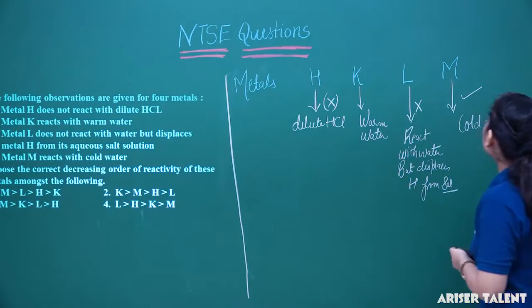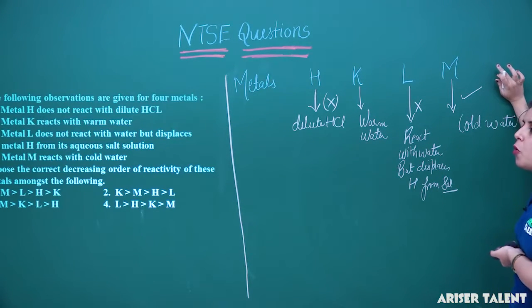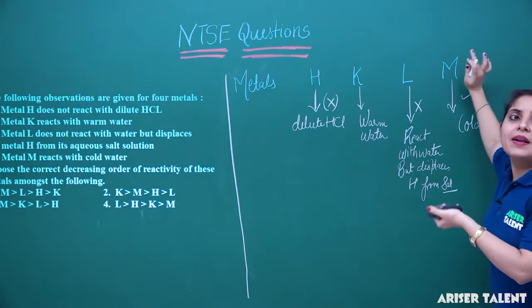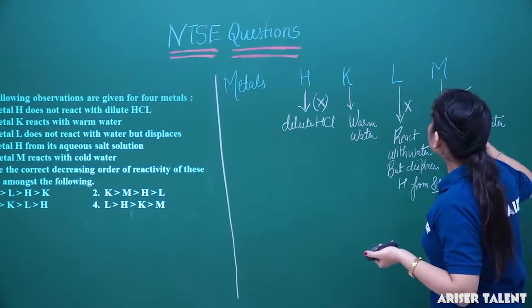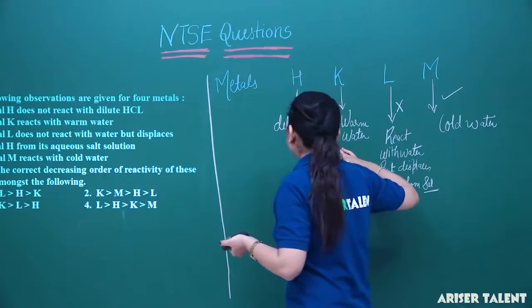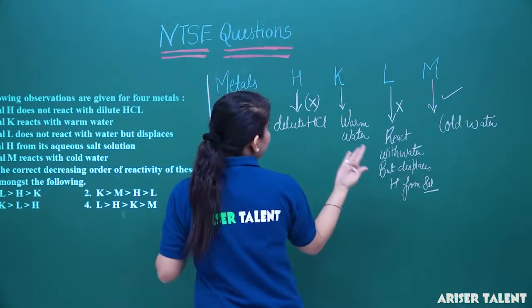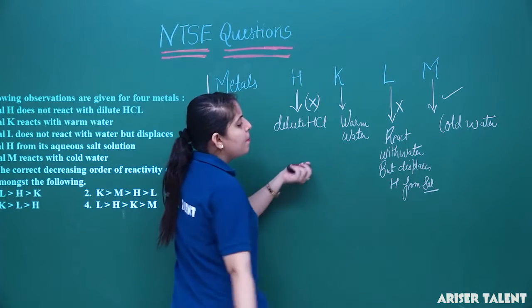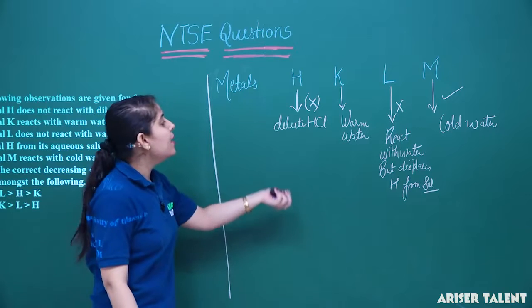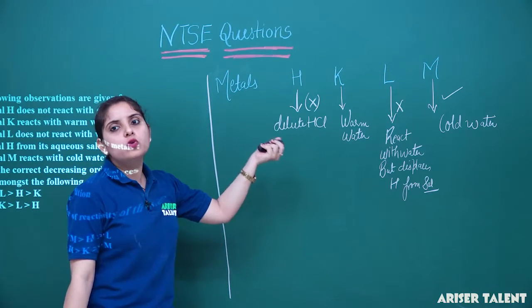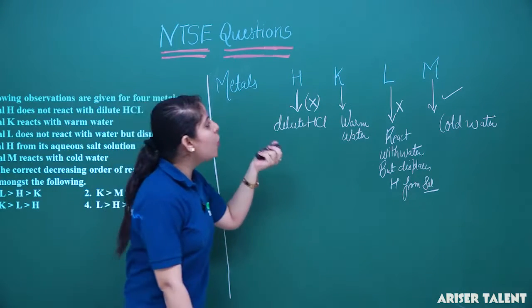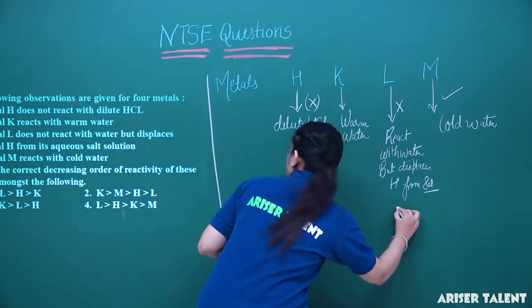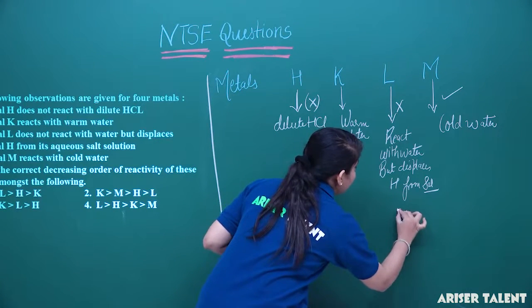So you can see that this metal is reacting with cold water. Secondly, this metal is again reacting with warm water. This metal is reacting with water and displaces H from the solution, and you can see that this is not going to show any reaction with the HCl. So I can write here H will come as the last option we have.